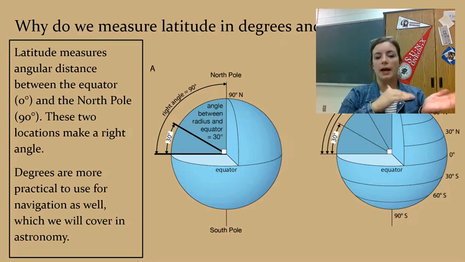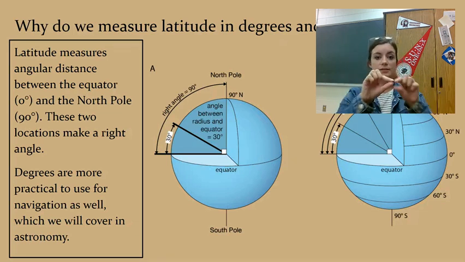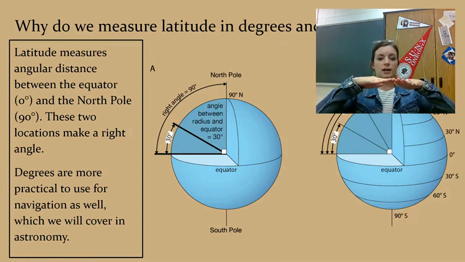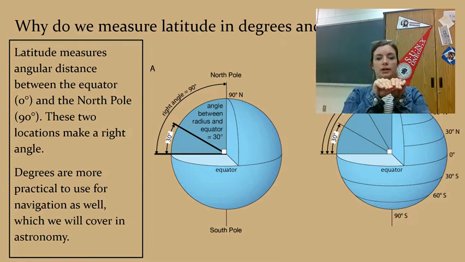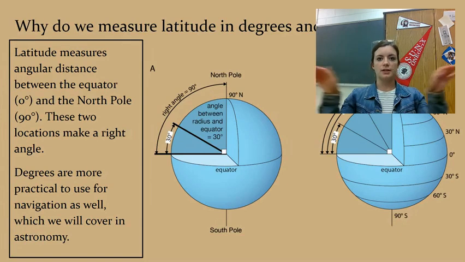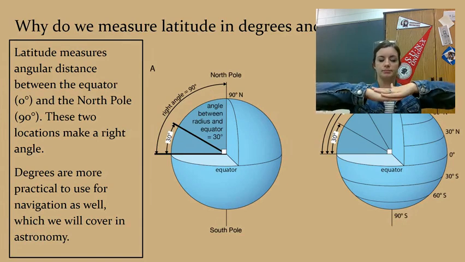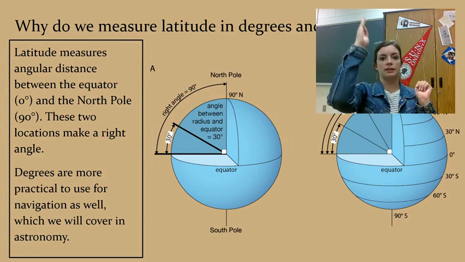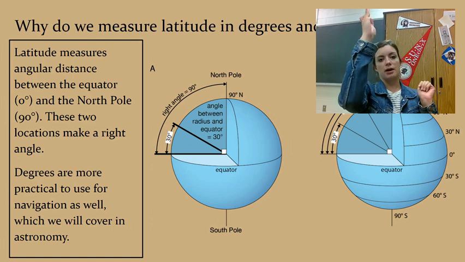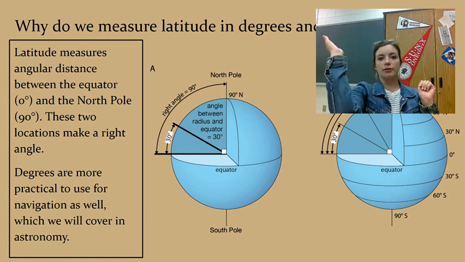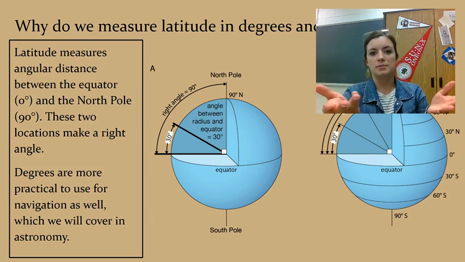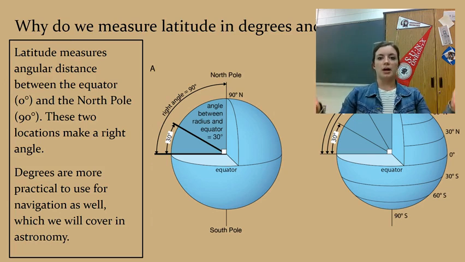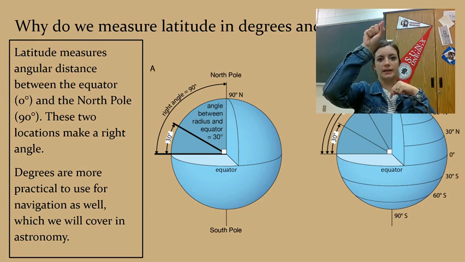We measure latitude from 0 to 90 degrees because 0 is our equator. Think about math class when you're plotting something on a graph. 0 is like your x-axis, and 90 degrees is directly above you. Think about that right angle. 90 degrees would be directly above. You can't go any further because when it comes to latitude, we measure up, highest point 90.